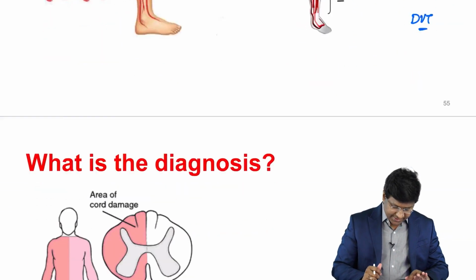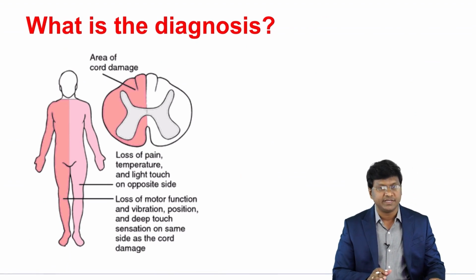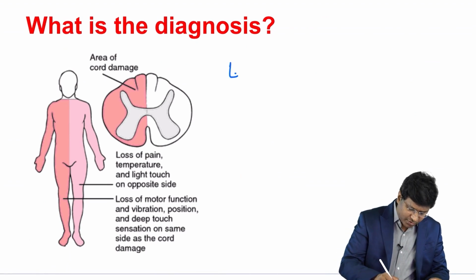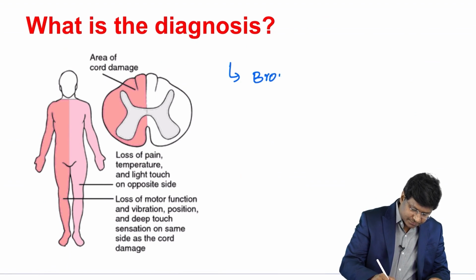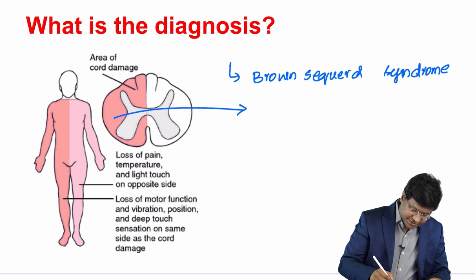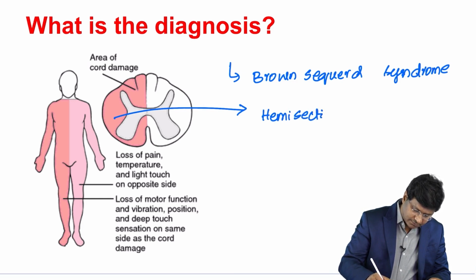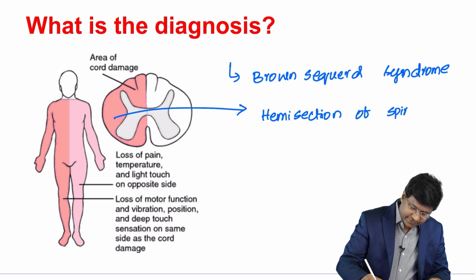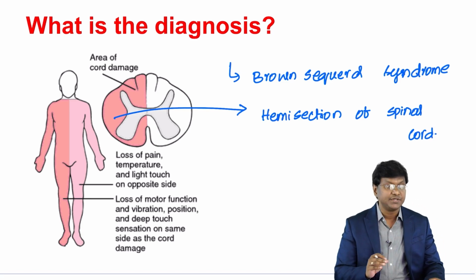Okay. Next, there was one more question like this, showing you an image which is suggestive of the Brown-Sequard syndrome. So Brown-Sequard syndrome, it is the disorder where the individual will have the hemisection of the spinal cord. That is nothing but your Brown-Sequard syndrome.